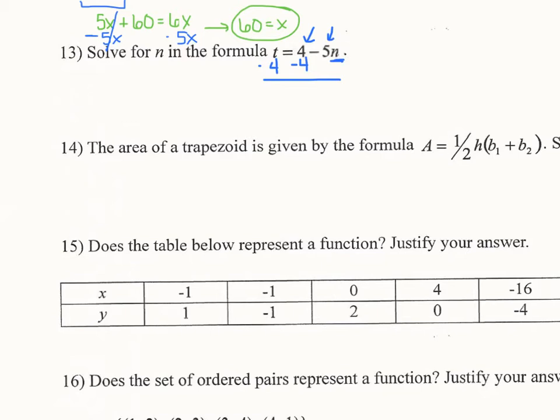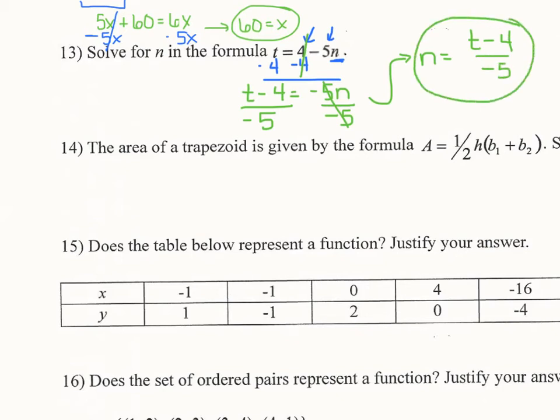So now this side is going to say t minus 4 equals, don't lose track of that negative sign, a negative 5n. And then to get rid of that negative 5, I would divide by negative 5 and divide this whole thing by negative 5. So my final answer, and remember you do want to write a final answer, would be n equals t minus 4 divided by negative 5. That's not the prettiest way to write it, but I'll take it that way.